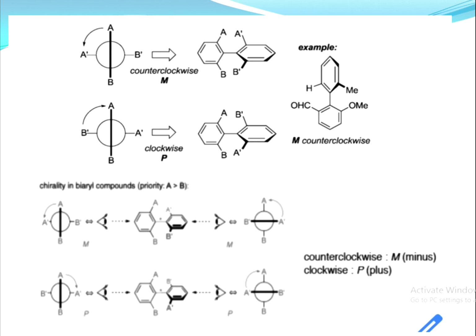See, this is a Newman projection example. This is counterclockwise, that is M. This is a biphenyl derivative and there are four different substituents in it. Likewise, this is clockwise. So this is counterclockwise and this is clockwise. Then chirality in biaryl compounds: this is a Newman projection and they are going counterclockwise, so it will be like this.